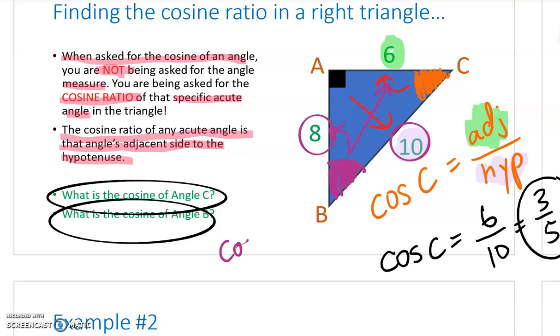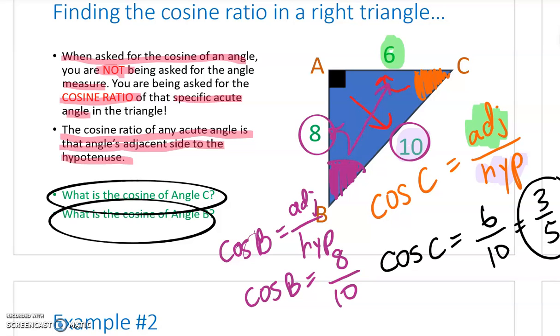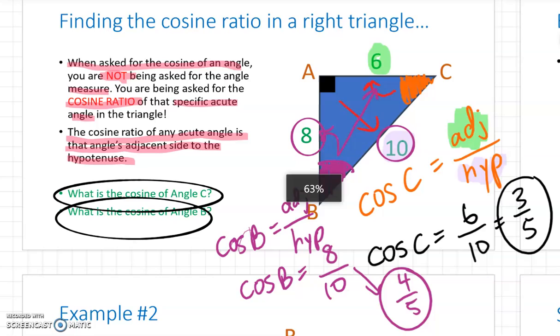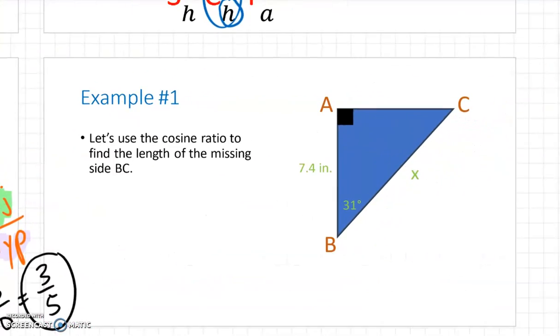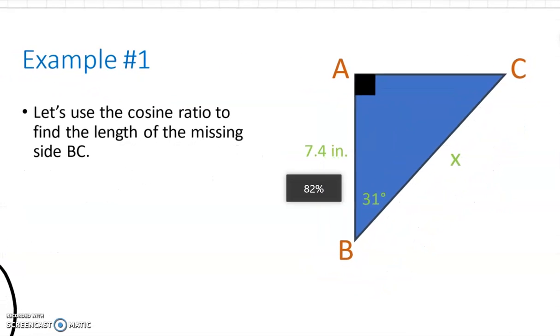So we can say that the cosine of angle B is equal to the adjacent side divided by the hypotenuse. The cosine ratio of angle B is the adjacent side 8 divided by the hypotenuse of 10, which reduces to 4/5. Simple as that. Let's move on to a couple more examples here. Make sure these all get into your notes, everything.